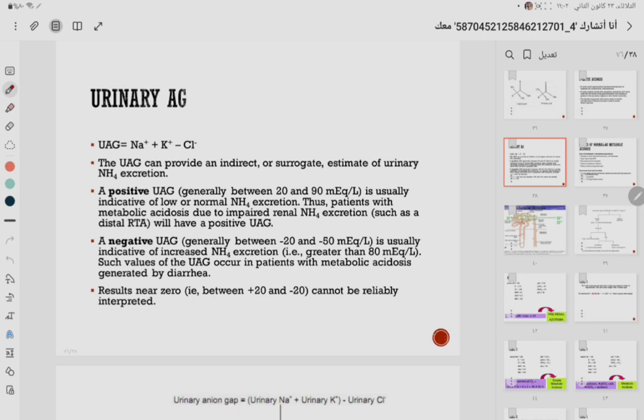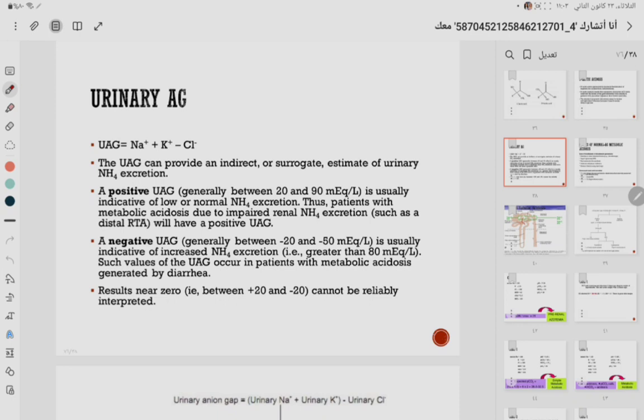Urine anion gap is quite important for metabolic acidosis. If it's positive, as we said, it's renal. If it's negative, it's extrarenal. It's a surrogate; it gives you an estimate of ammonium, NH4 plus, excretion in the urine. A positive urine anion gap, between 20 and 90, is usually indicative of low or normal ammonium excretion, thus the patient's metabolic acidosis is due to renal causes. So the renal function is impaired and not excreting NH4, such as in distal RTA. If negative, minus 20 to minus 50, it means increased excretion, and this is a remote loss of bicarb and chloride from diarrhea, for example. Okay. Next. So positive renal, negative extrarenal. We find type 1, type 2, type 4.